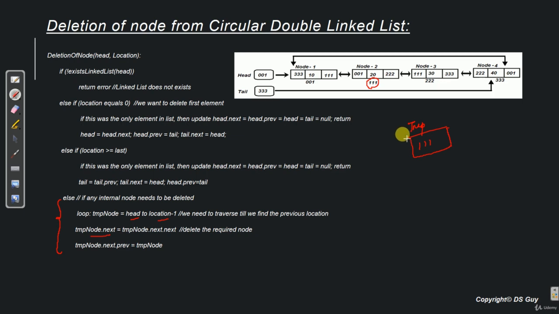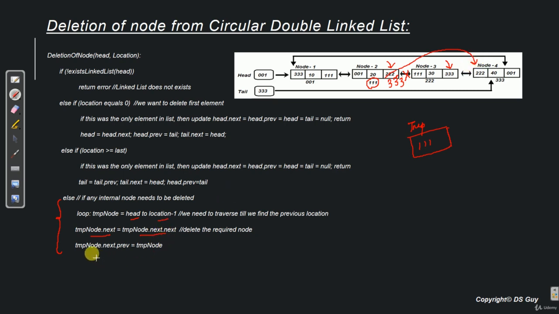So the first statement is tmpNode.next.next. Now what is tmpNode.next? TMP is 111, .next is this reference here. We have to update here. What update? tmpNode.next.next. So what is tmpNode.next.next? .next is this and .next is this. So we update here, make it 333, which is the address of node 4. So this will disconnect node 2 and 3 and connect node 2 and 4.